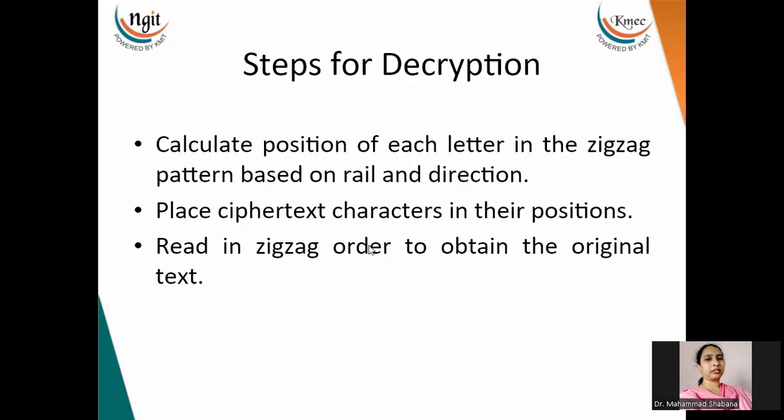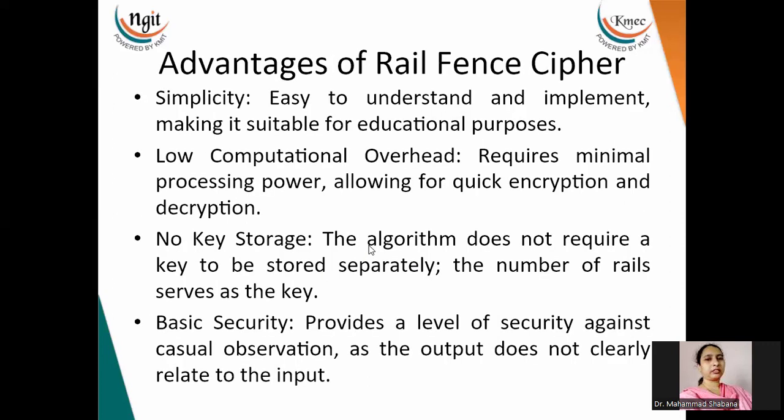The same steps in reverse are used to decrypt the message. Here we calculate the position of each letter in the zigzag pattern based on rail and direction. We place the cipher text characters in their positions. We read in zigzag order to obtain the original text.